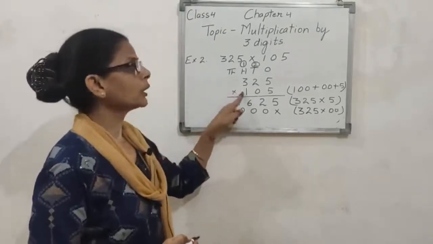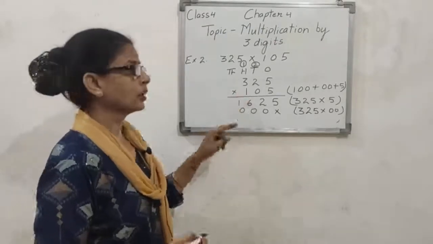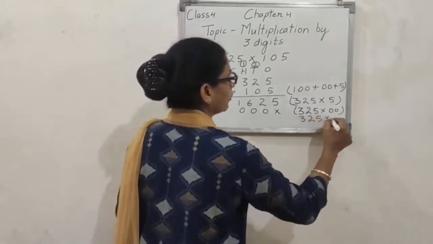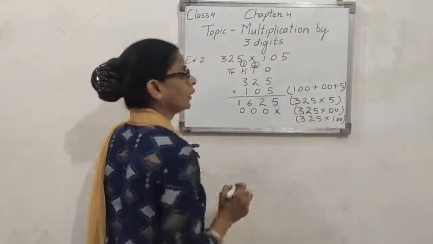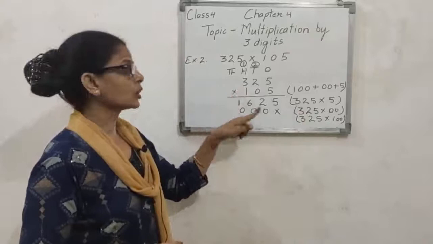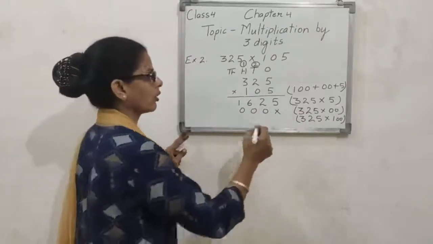Now we have to multiply by the 100 place. What is the 100 place? 1. So 325 multiplied by 100. Right? Now we are multiplying by the 100 place, so the ones and the tens place will be replaced by 0 or cross.